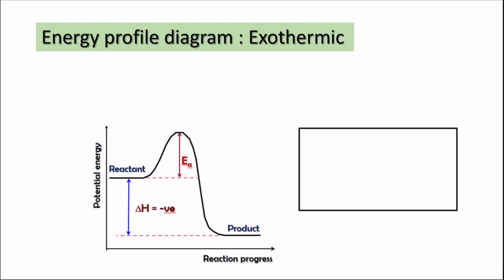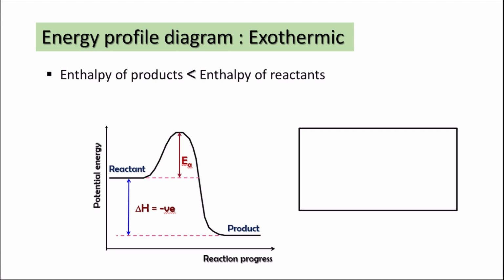So untuk exothermic reaction, memang tidak akan lari daripada energy profile diagram. So you should know how to draw the energy profile diagram untuk exothermic. For exothermic, enthalpy of product tu lagi kecil daripada reactant ataupun reactant lagi besar daripada produk. So when you want to calculate the delta H, enthalpy of products minus enthalpy of reactants, awak akan dapat negative value.